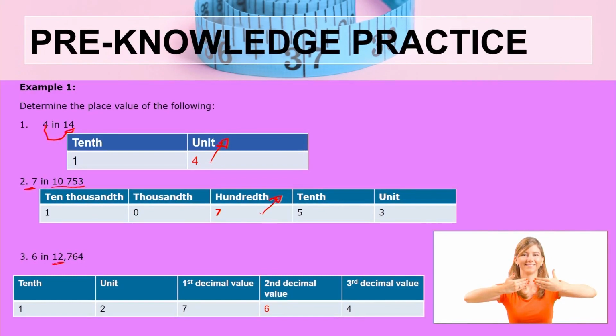The first value after a comma is the first decimal value, which is a 7. The second value, which is 6, is the second decimal value. And the third value, which is a 4, is the third decimal value. So remember, the question was to determine the place value for 6 in the number 12,764. Now you can see that 6 is occupying the second decimal value. This is so key when we are going to do the rounding later on.